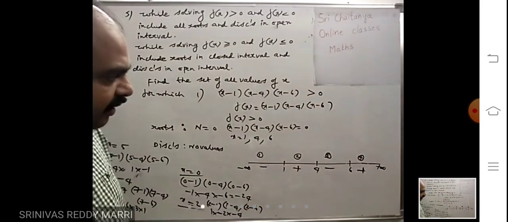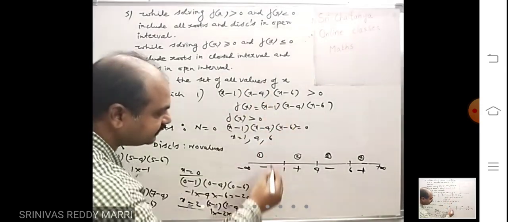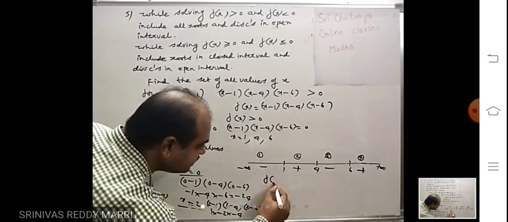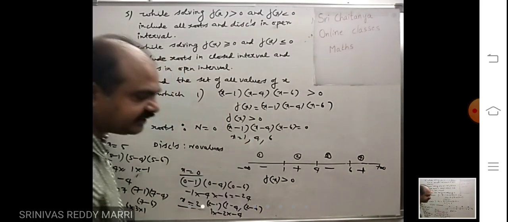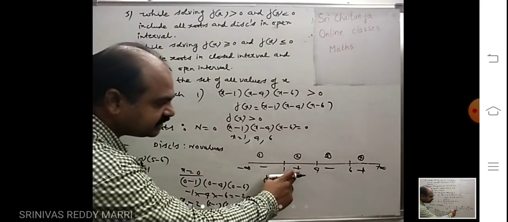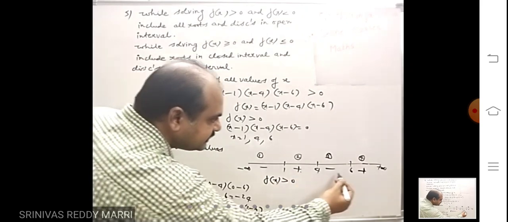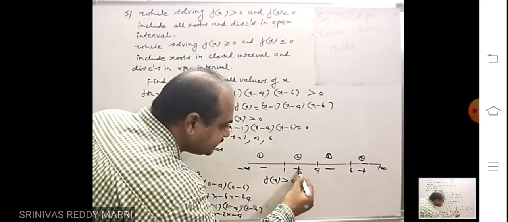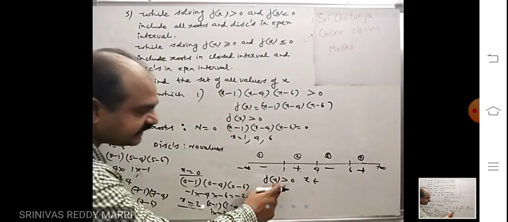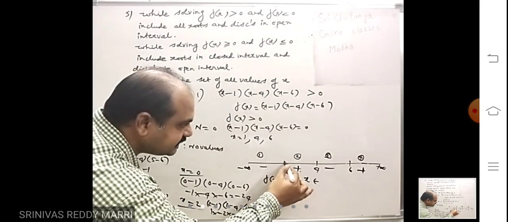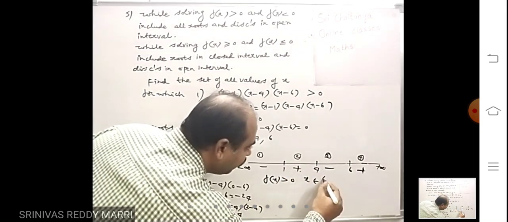Now what we want is f of x greater than 0. Greater than 0 means the positive intervals. This is one interval, and this is another interval. This interval means 1 to 4. Greater than 0 means all open. This second interval is positive, so x belongs to the open interval 1 to 4.